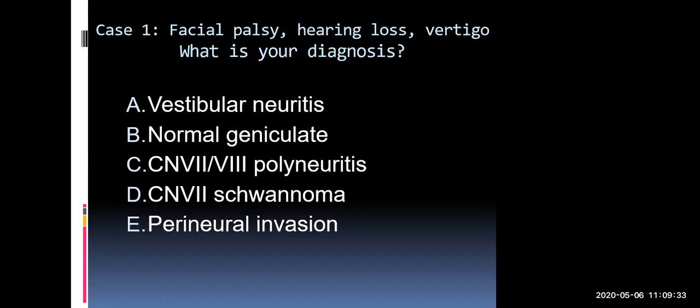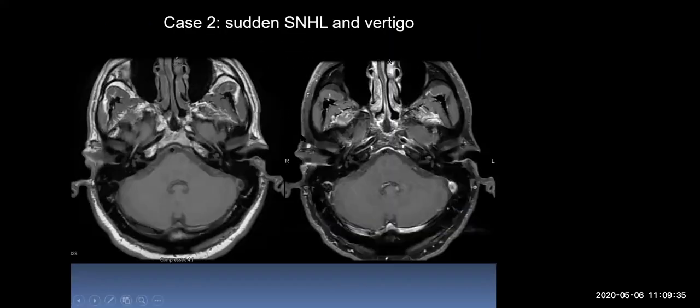So let me move on to the next case. This is another patient who presented similarly, but just with sudden sensory neural hearing loss and vertigo attack. This is an axial T1 pre-contrast. As you can see, the fat is bright, fluid is dark. There's no enhancement of the turbinates. You can see the right internal auditory canal, cochlea, left internal auditory canal, cochlea. This is pre-contrast cochlea, and you can see a slight enhancement in the mid and apical turn of the cochlea on the left side.